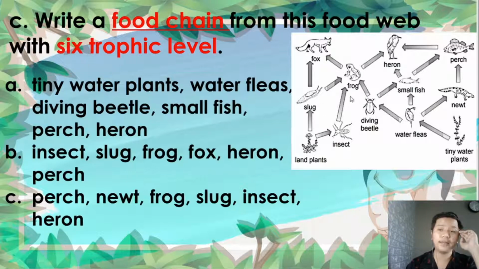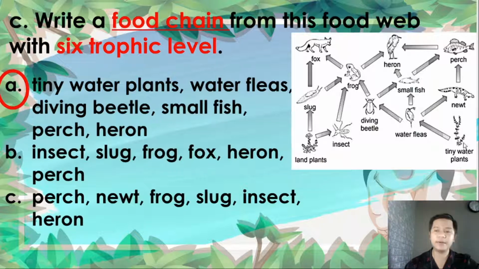Next, insect, slug, frog, fox, and then heron, and then perch. Is it correct? C, perch, going to newt, correct? Frog, eaten by frog, correct? Is eaten by slug, is eaten by insect, and is eaten by heron. So, what do you think is the correct answer? The correct answer is letter A.